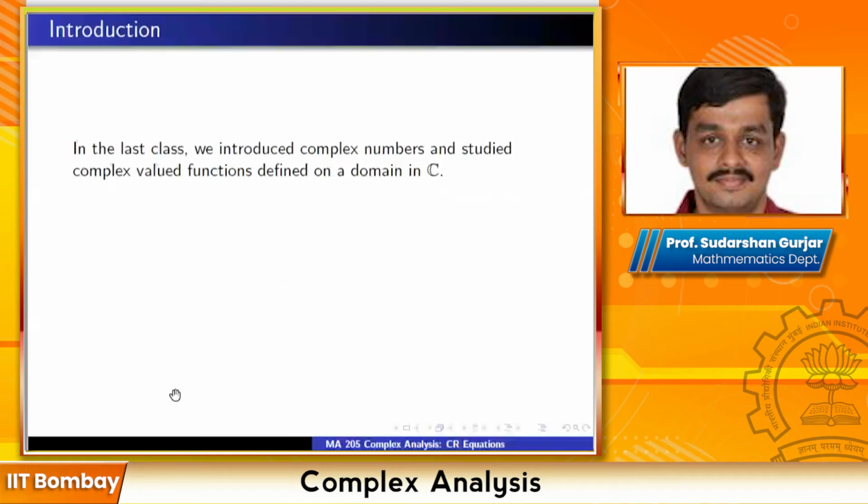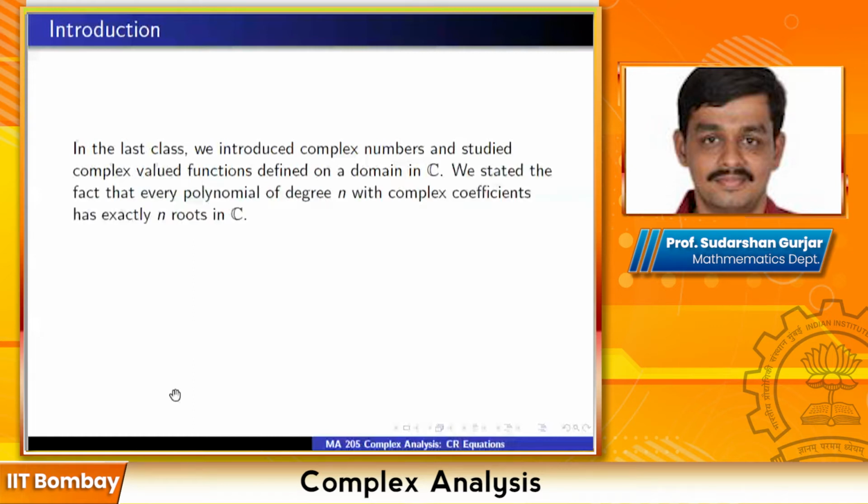Okay, so in the last class, we introduced complex numbers and studied complex valued functions defined on a domain in C. Domain simply means an open subset of C which is path connected. Path connected means given any 2 points, there's a continuous function from the interval to C, with 0 going to the first point and 1 going to the second point. That's what path connected means, and open subsets which are path connected are called domains.